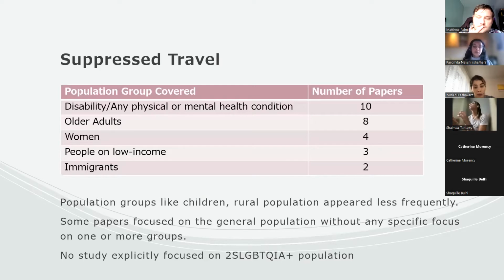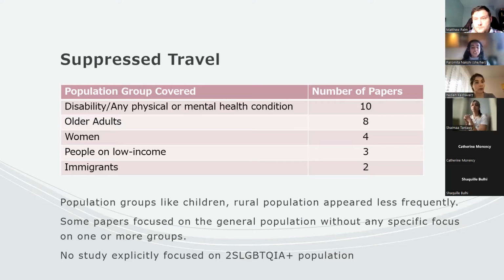So in terms of papers that focused on suppressed travel, we found that disability or any kind of physical or mental health condition, this population group was covered by 10 papers, that's the highest number. And then older adults or senior citizens, women, people on low income, and immigrants. These are the population groups that were also covered under suppressed travel. However, population groups like children or rural population and small population living in small urban areas appeared less frequently. And some papers also focused on the general population without any specific focus on one or more groups.